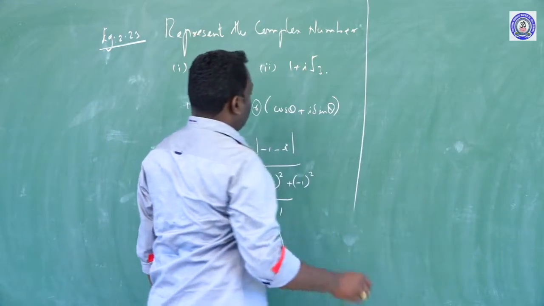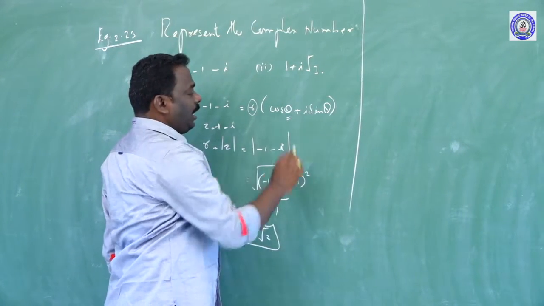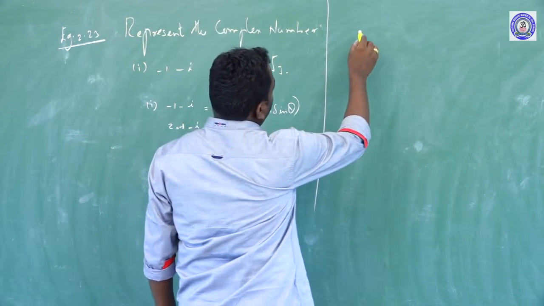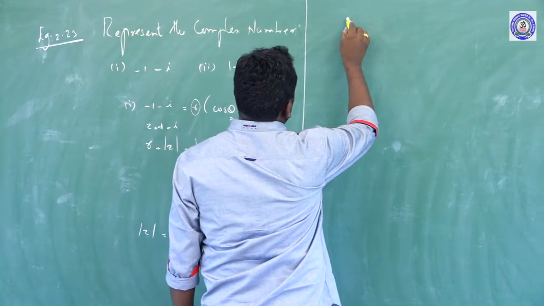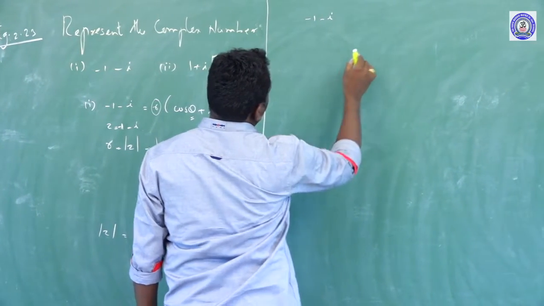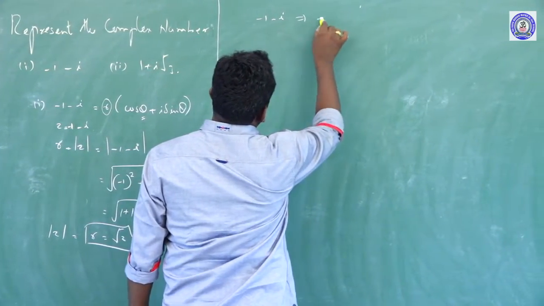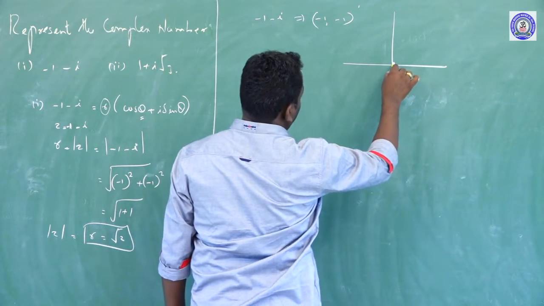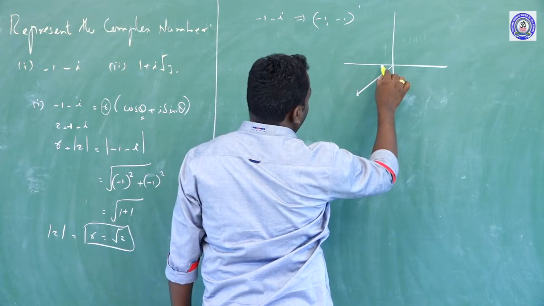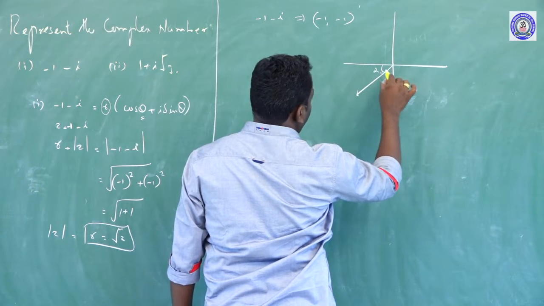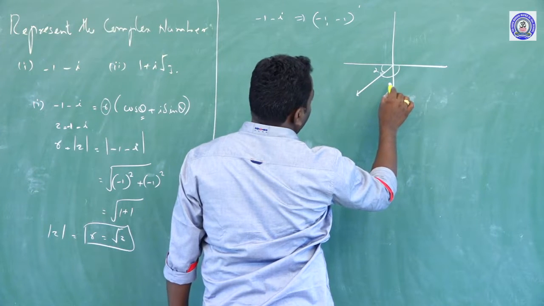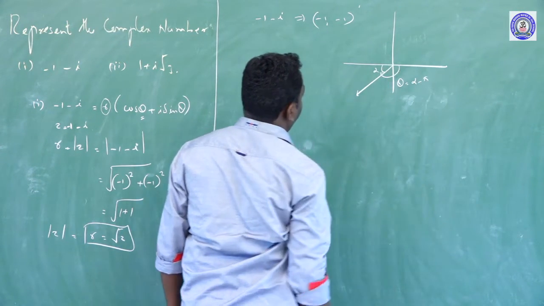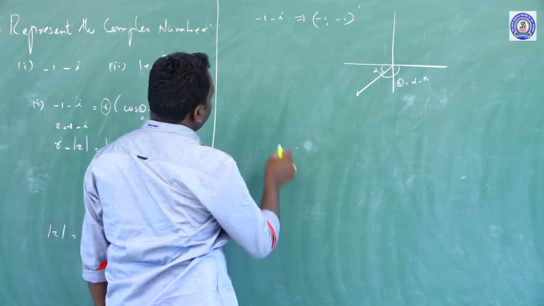Then find theta, which is called the argument. Theta is called the argument of z. Now what is the method? Find theta, where theta lies. Minus 1 minus i is in point form minus 1 comma minus 1, which lies in the third quadrant. Here alpha is the reference angle, and we can define theta as alpha minus pi.